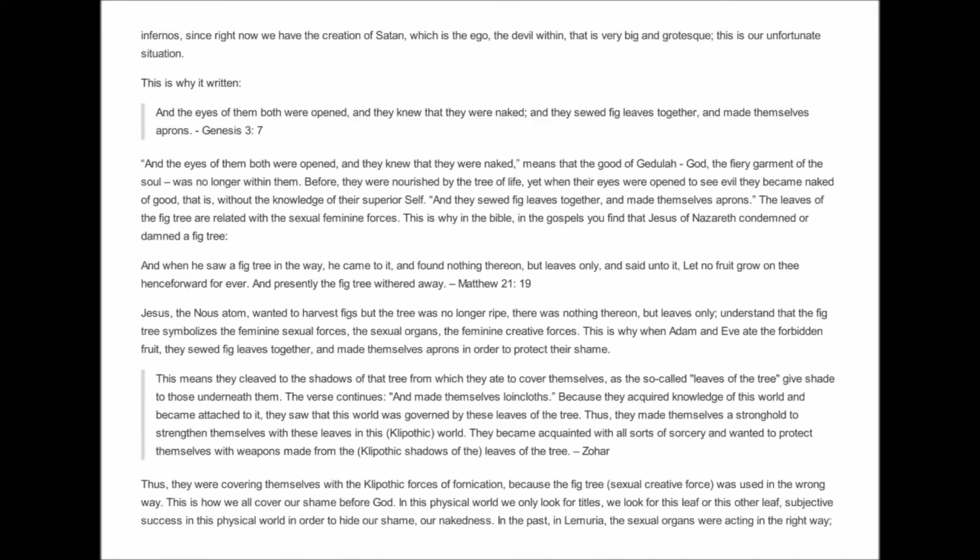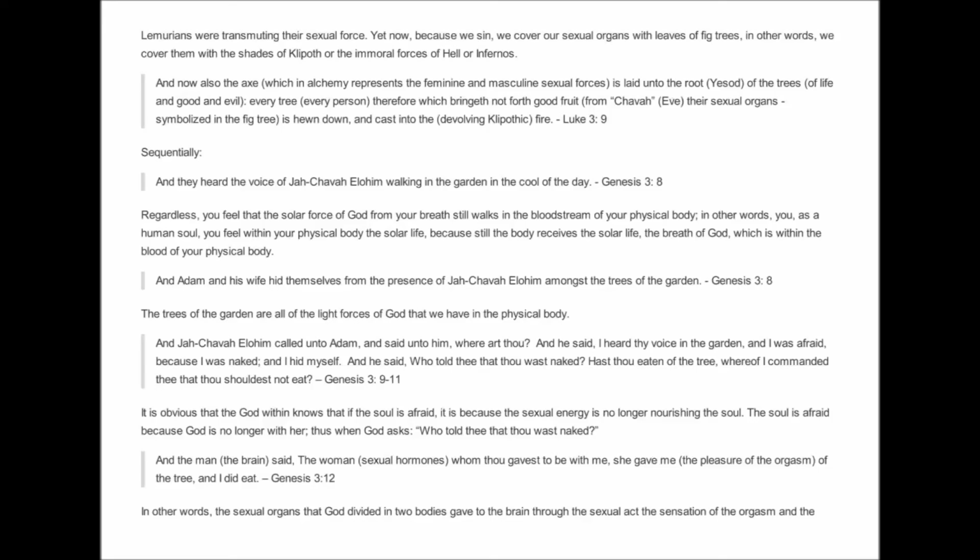That's why it is written, and the eyes of them were opened, and they knew that they were naked. They were naked because no longer the good of God was in them. Before, they were nourished with the tree of life. Now, when they fornicated, their eyes were opened and they became naked, without knowledge of the superior. And they sewed fig leaves together and made themselves aprons.